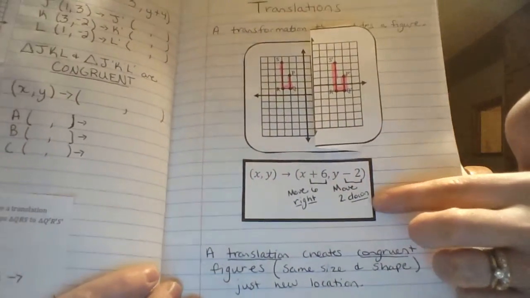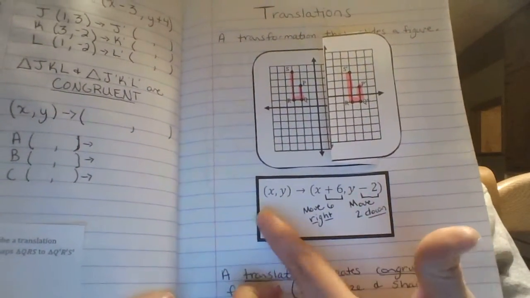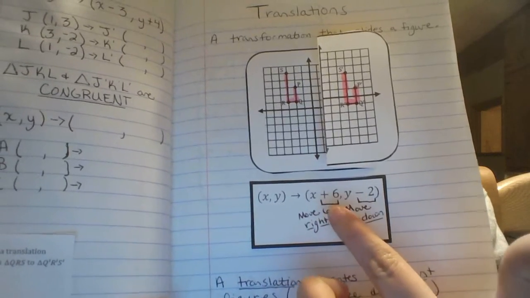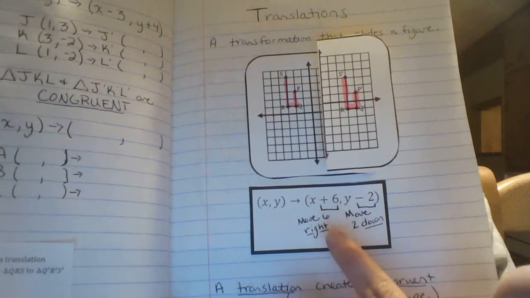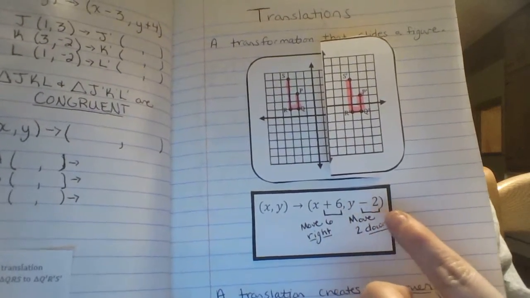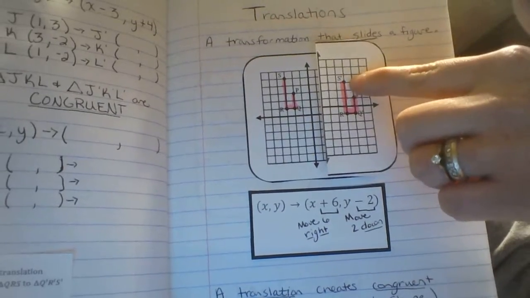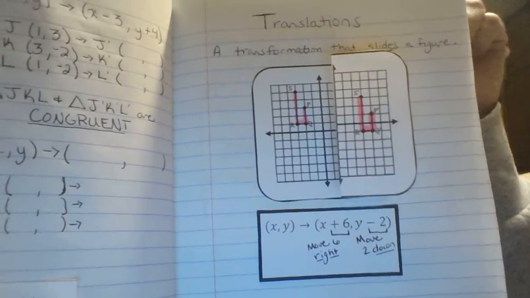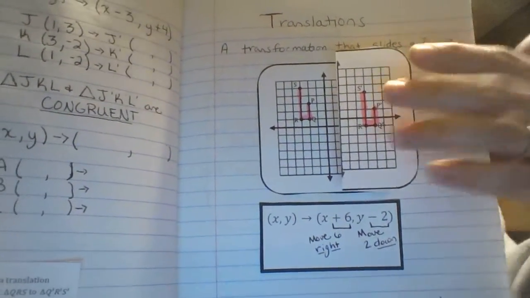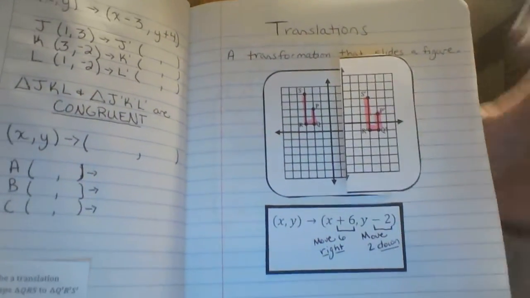So if you look down here, here's our formal rule for that. We took our XY coordinate, we went +6 to our X. We moved 6 to the right. We took our Y and went -2. That means down 2. So we start here, 6 to the right, down 2. There's our new S. So we do that for all the points. You can go ahead and put highlighter over those if you'd like.